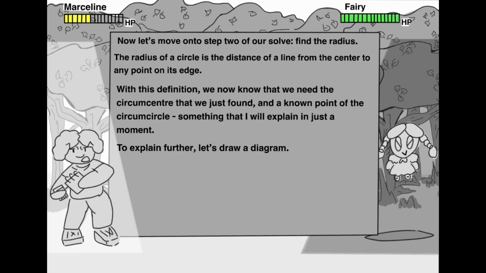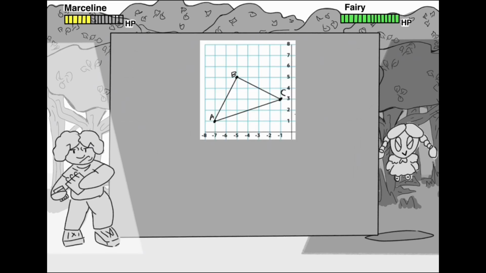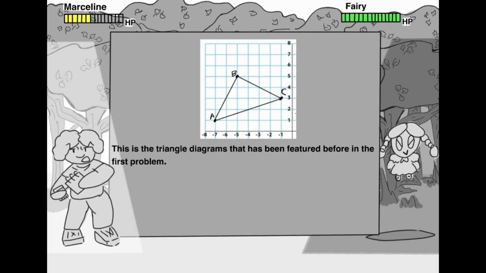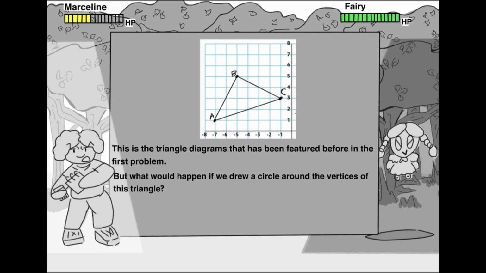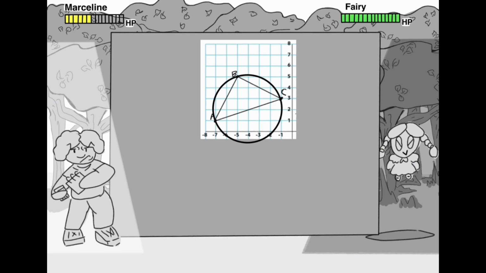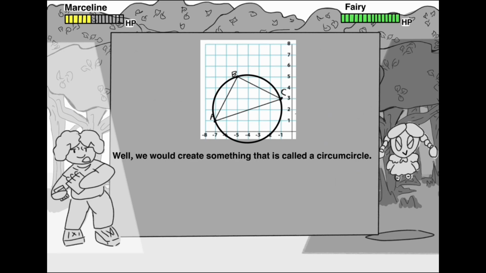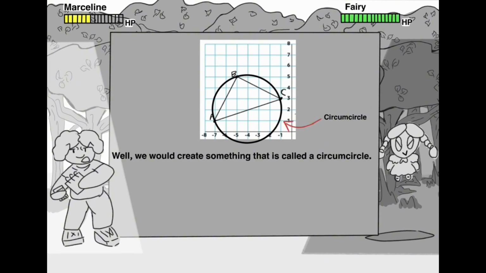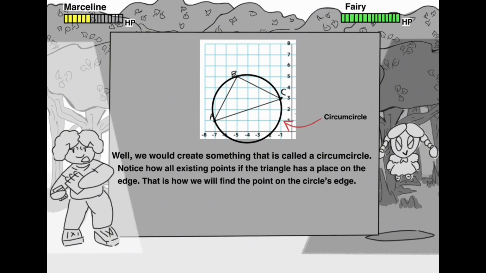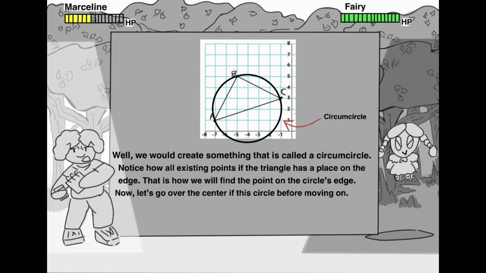To explain further, let's draw a diagram. This is a triangle diagram that has been featured before in the first problem. But what would happen if we draw a circle around the vertices of this triangle? Well, you would create something called the circumcircle. Notice how all the points of the triangle have a place on its edge. This is how we will find the point on the circle's edge.